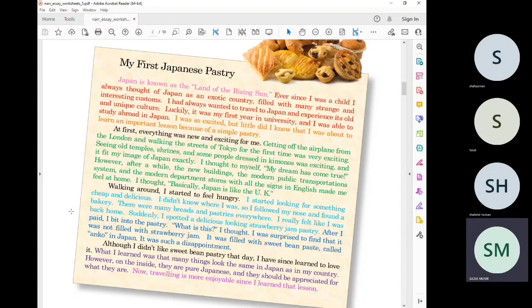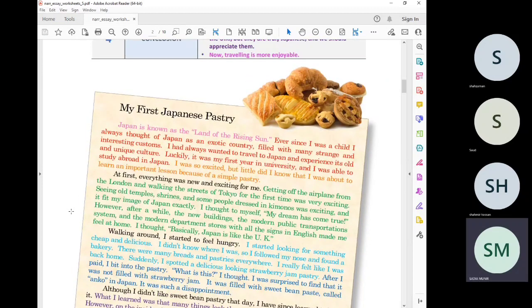Although I didn't like sweet bean pastry that day, I have since learned to love it. What I learned was that many things look the same in Japan as in my country. However, on the inside, they are pure Japanese and they should be appreciated for what they are. Now, traveling is more enjoyable since I learned that lesson.